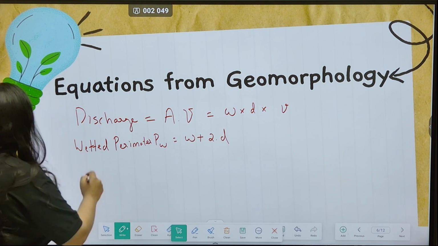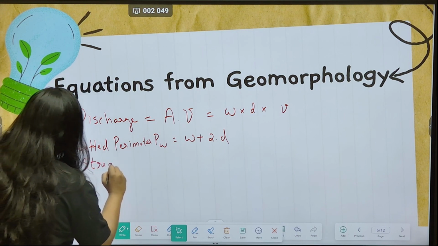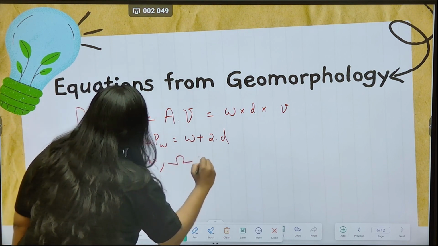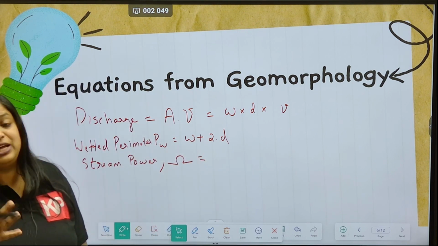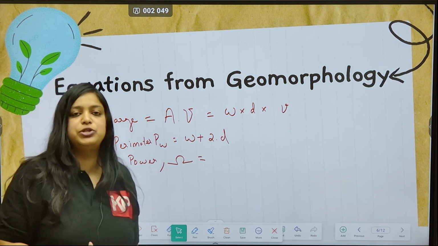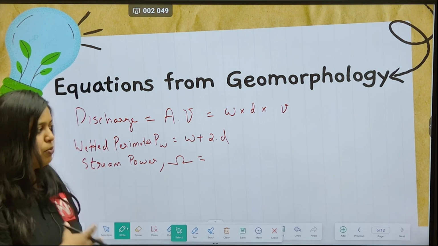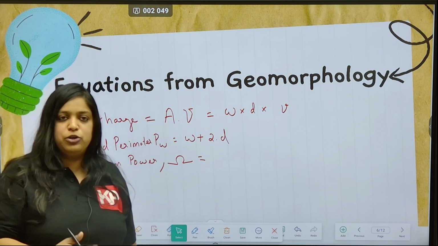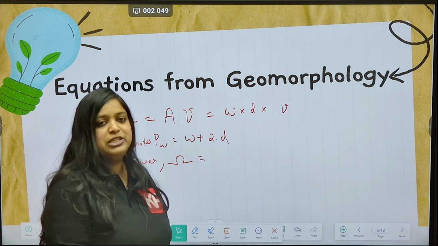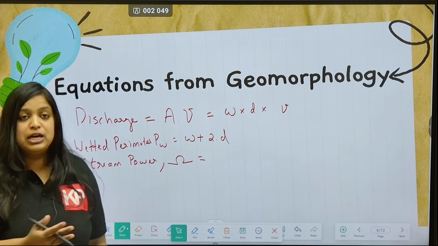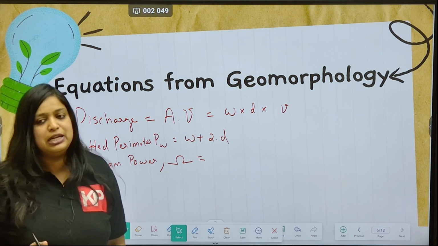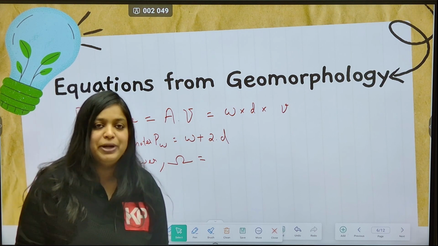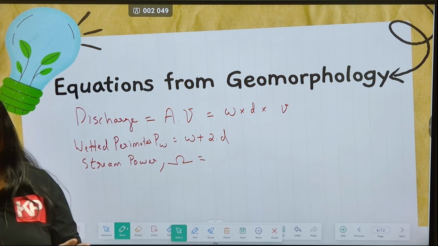Now another important equation is stream power. Stream power is notated by the letter O. Stream power defines the amount of energy required for the transportation of bed load. Depending upon the stream power of different channels, the ability to transport bed load also varies. For example, a braided channel has higher stream power than a meandering channel. Why? Because a meandering channel is a suspended load channel, whereas a braided channel is mainly a bed load channel. I hope you understood the variation.